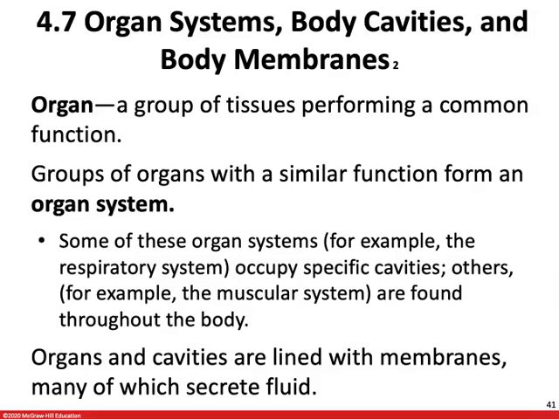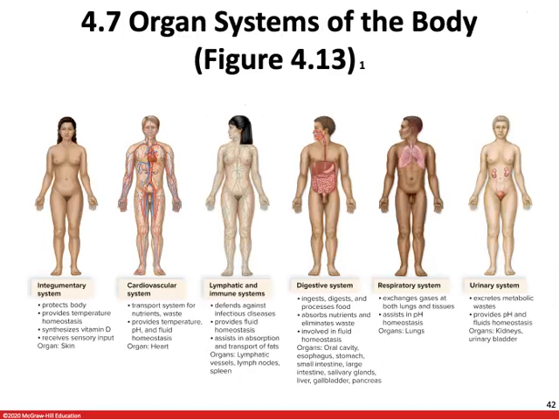Some of these organ systems, for example the respiratory system, are going to occupy very specific cavities. Others, like the muscular system, are going to be found throughout the body. Organs and cavities are going to be lined with membranes, many of which secrete fluids to help either protect or aid in the function of that particular organ and organ system. So here's just an overview of all the different organ systems in the body.